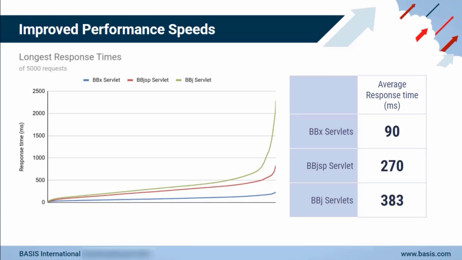BBjCervlets are faster than previous implementations. In a performance test of all three servlets, BBjCervlets delivered a response roughly 3 times faster on average than both BBj and BBjSP servlets. And when load tested with 5,000 requests, BBjCervlets were able to handle and respond to all requests significantly faster than both implementations.